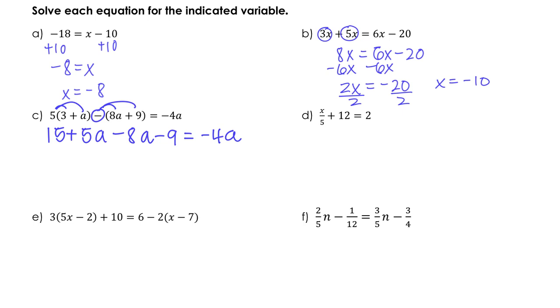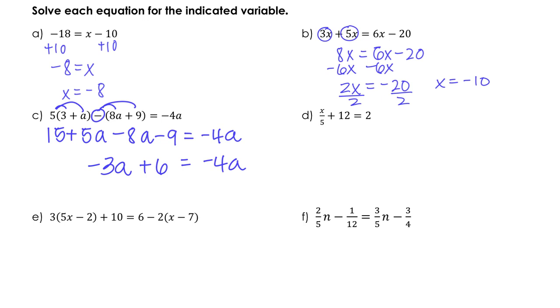I'm going to combine like terms. So I have 5a minus 8a is going to give me what? Negative 3a. And then I have 15 minus 9, which is 6, equals negative 4a.